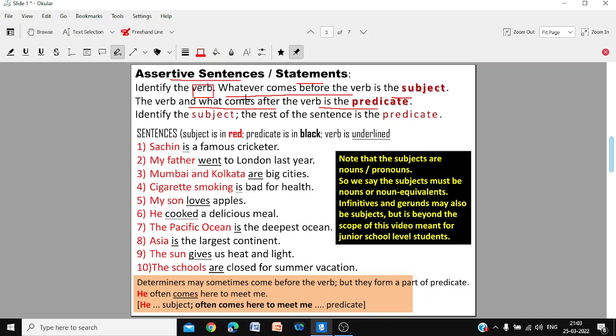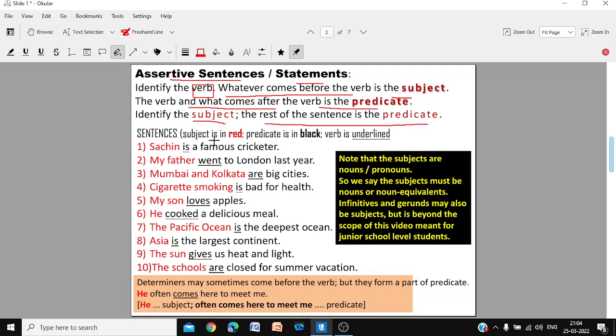So the first thing is to identify the verb. Before the verb, the words belong to the subject group or subject column, and the verb itself and whatever comes after that will come in the predicate column, if you are dividing into subject and predicate column-wise. So first, you identify the verb. Whatever comes before the verb is the subject. Now identify the subject, and the rest of the sentence is the predicate.